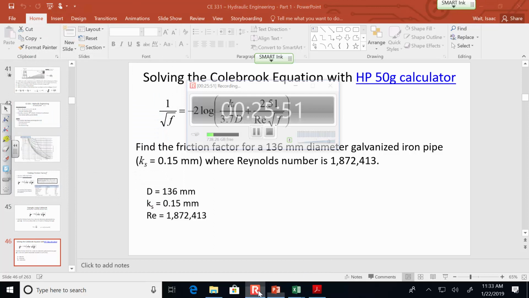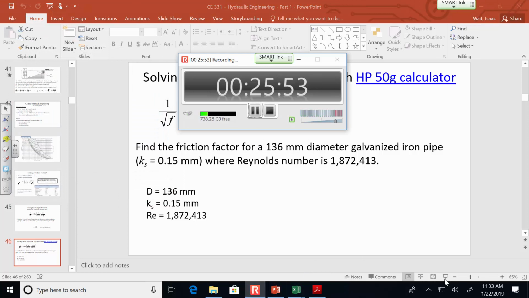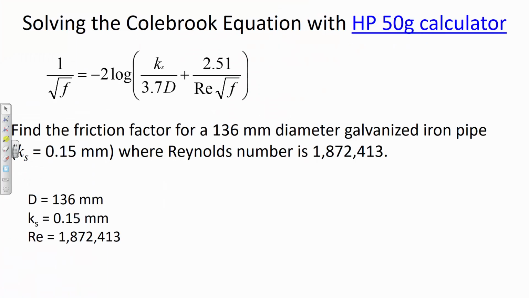Let's see, I just want to make sure I'm getting audio. All right. All right, so equation writer, trial and error on the paper. You can use goal seek on Excel. You can do a manual goal seek, row by row. However you want to solve it, the Colebrook equation, there's a lot of different ways.